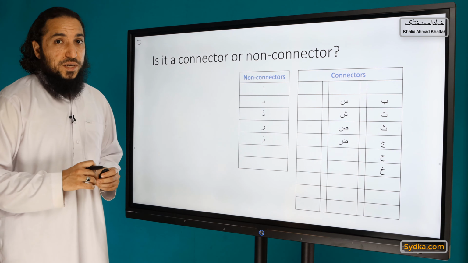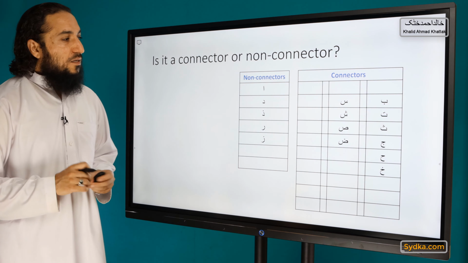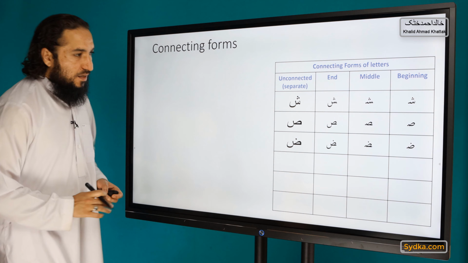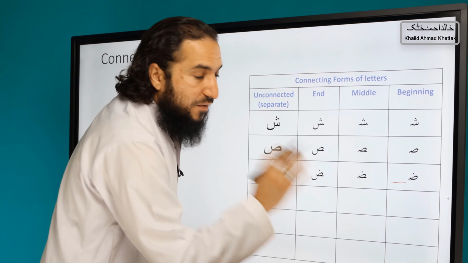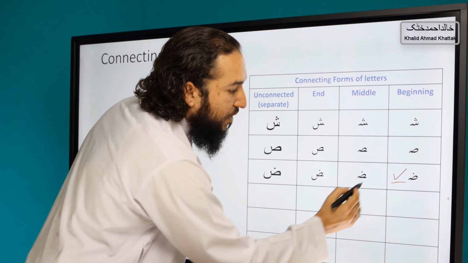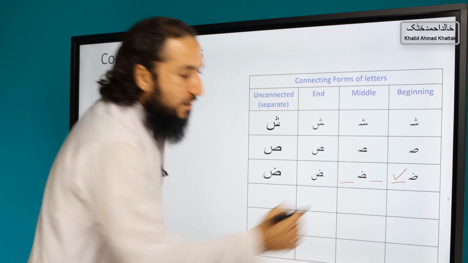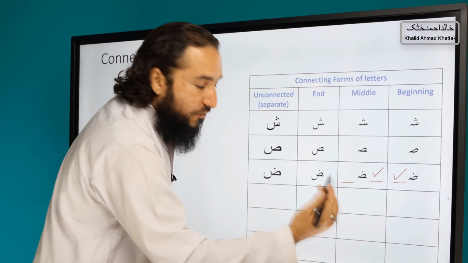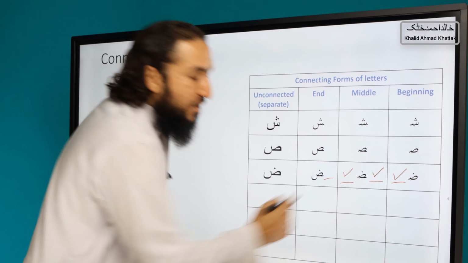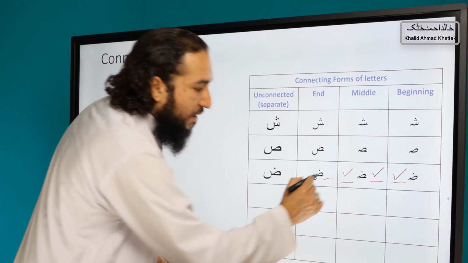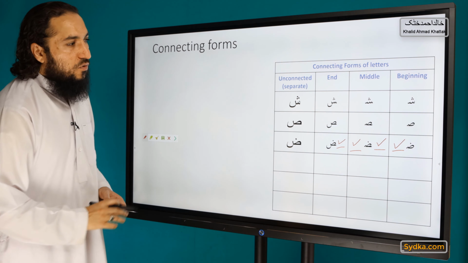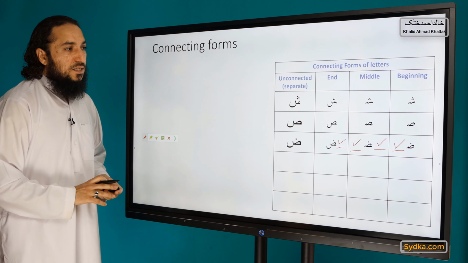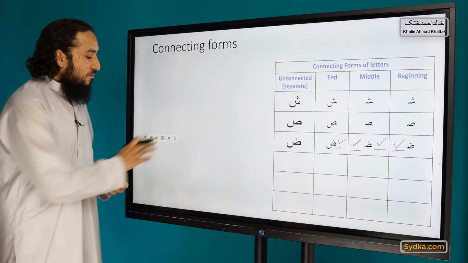Is it a connector or non-connector? It is one of the connectors, because if you see its connecting forms, you can see that other letters can be connected after it if it comes at the beginning of a word. If it comes in the middle of a word, then you can connect other letters with it before it or after it, and if it is at the end of the word, then you can connect other letters before it. Because you can connect all these four, that is the property of a connecting letter, a connector.